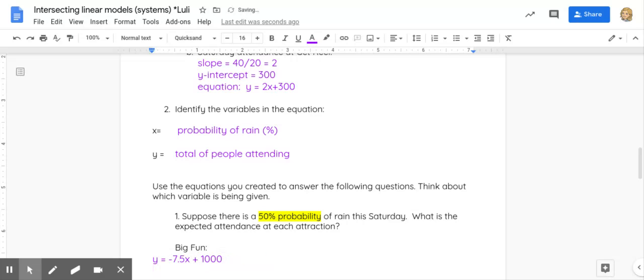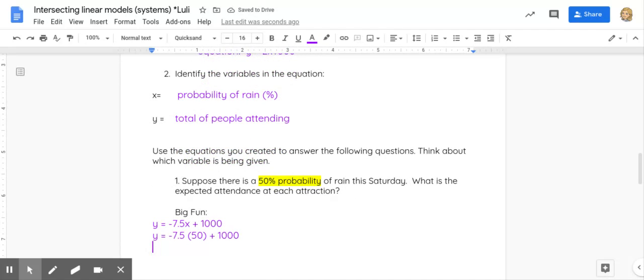All right, and then as we mentioned, probability of rain is 50. That's our x. So we're going to plug in 50 for x. Everything else stays the same. Just like in our warm-up, our y is over there all by itself, so all we're doing is using our order of operations. So again, you will definitely need your calculator here.